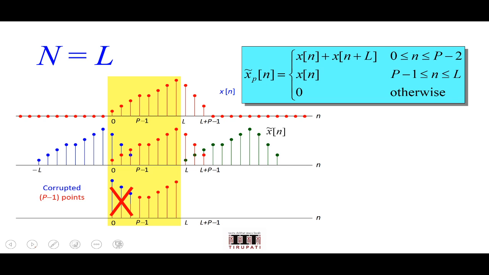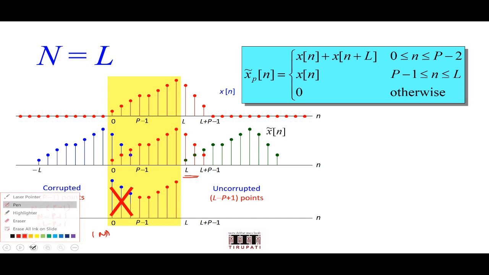These P minus 1 are corrupted, so how many are correct? Out of N, P minus 1 are corrupted, so the correct values would be N minus P plus 1 values. With N equal to L, that is L minus P plus 1 values that are correct. Of course, what we are saying is within the value of N; there are other values on this side also, but within the result you are getting, P minus 1 values are corrupted. Okay, so that's all for this.